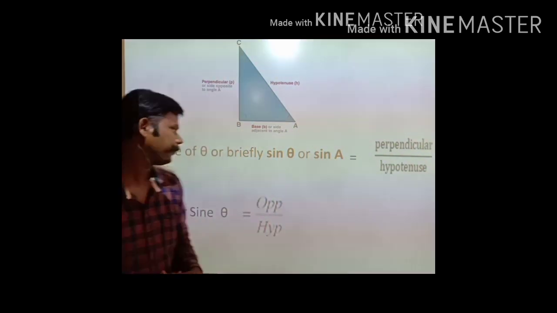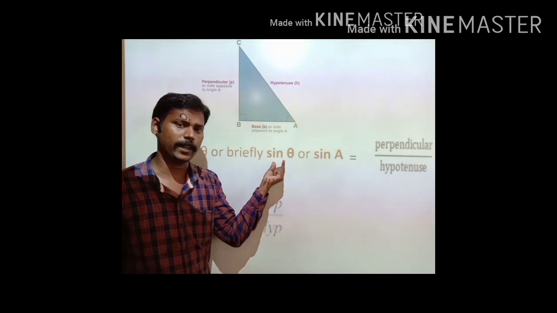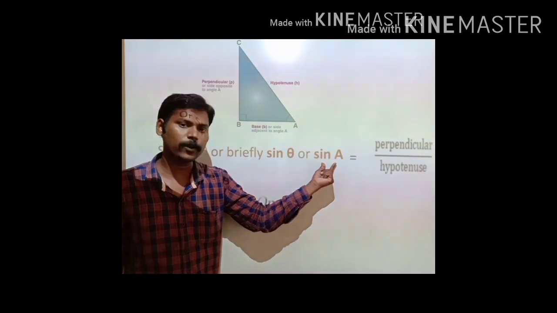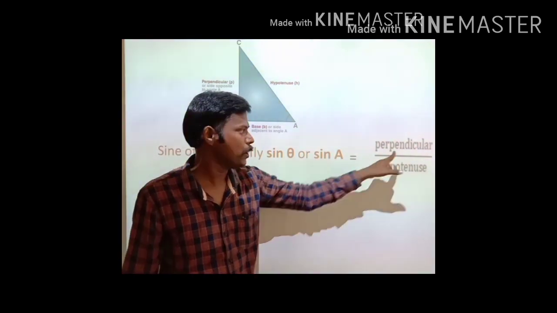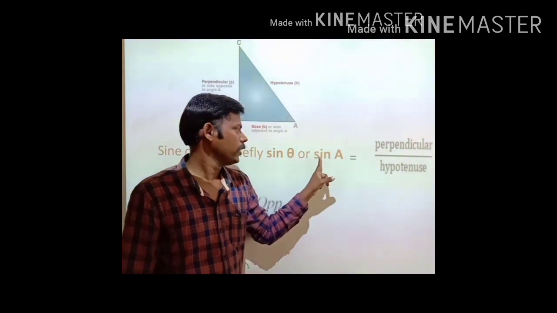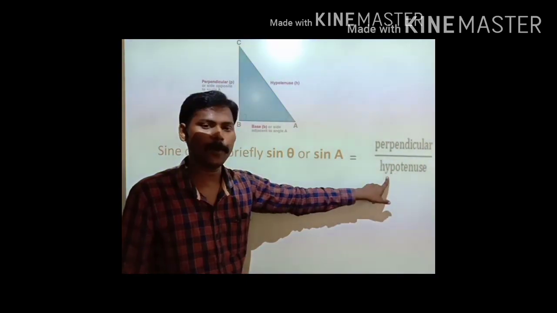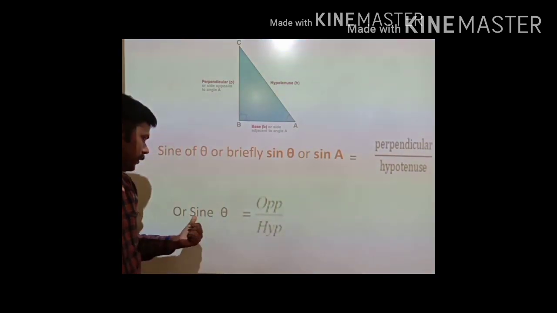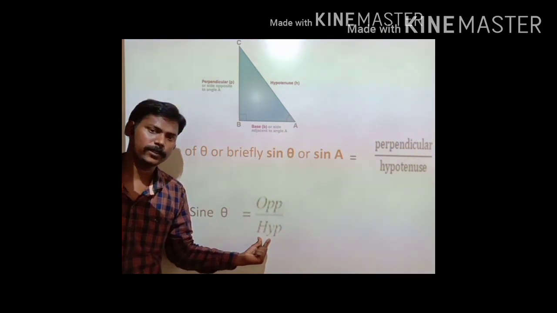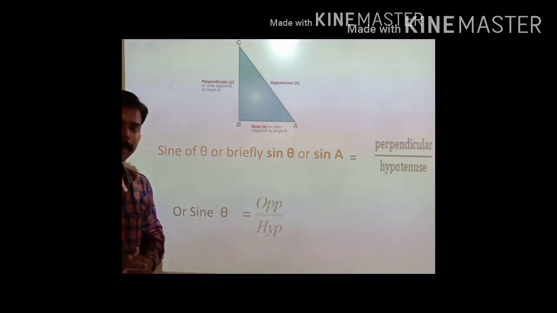What is sin theta? Sin of theta, in shortcut order, is sin theta. According to the picture, if we consider the angle at A, sin A, how to define? Sin A is equal to perpendicular by hypotenuse. All of you must remember, children. Or otherwise, sin theta is equal to opposite side by hypotenuse. Both are the same only.